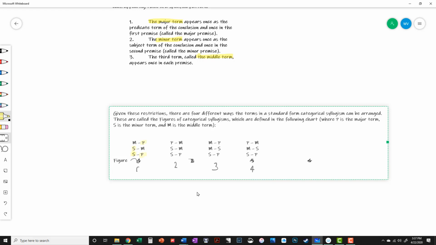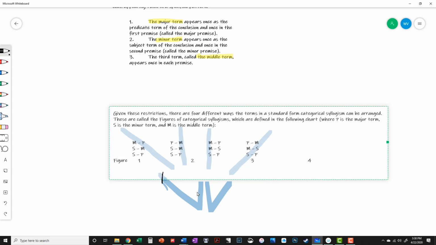We call these the figures of a standard form categorical syllogism. And what I want to show you is that there is kind of a W pattern that you can imagine here. Think of the line joining the middle terms. It kind of slopes down like that, right? And here kind of slopes like that, goes straight down there, and again like that. So when you join the middle terms together, you kind of get this W pattern, and that's how you can remember the figures. Right?